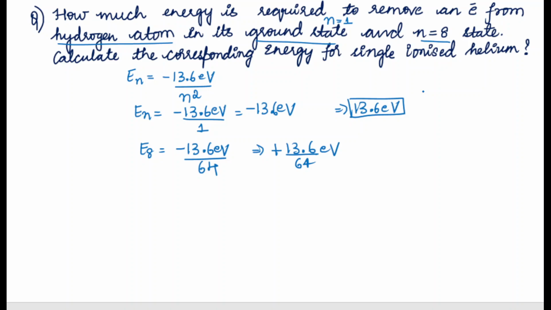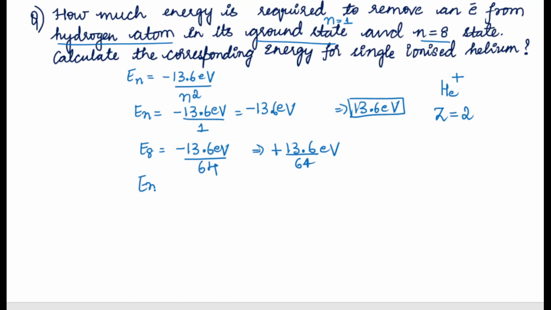Now singly ionized helium also follows the Bohr model of the hydrogen atom. Actually the Bohr model is valid for the hydrogen atom and singly ionized helium, lithium, beryllium, like that. It should be a singly ionized atom. Now this is He plus. What is the Z value, that is the atomic number, for helium? It is 2. How the energy depends on Z, that we need to concentrate on.